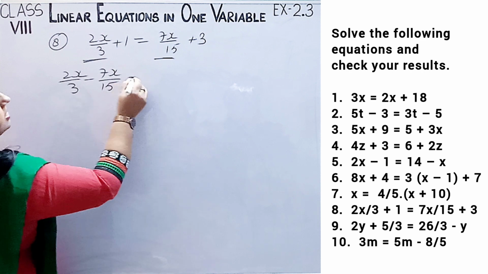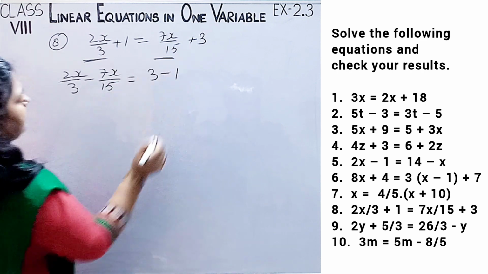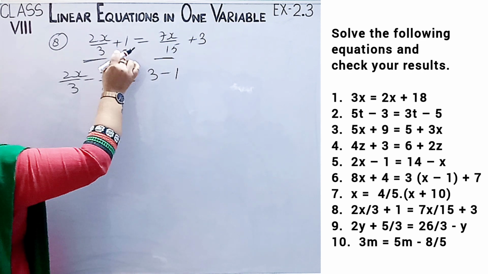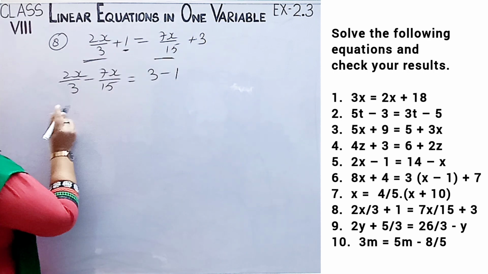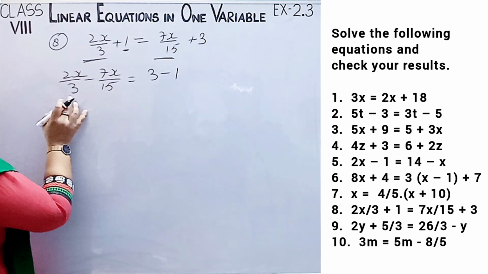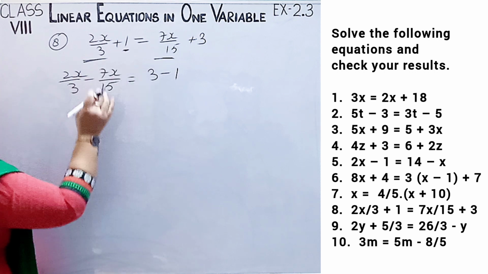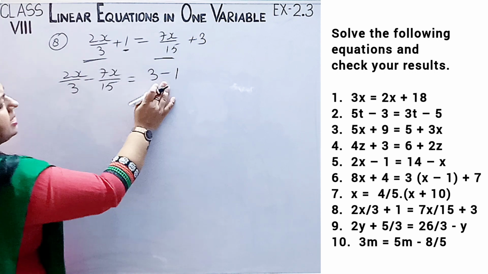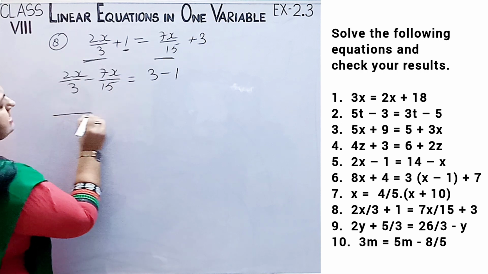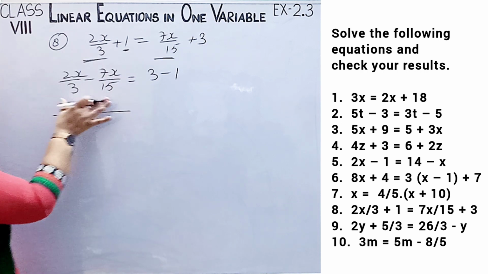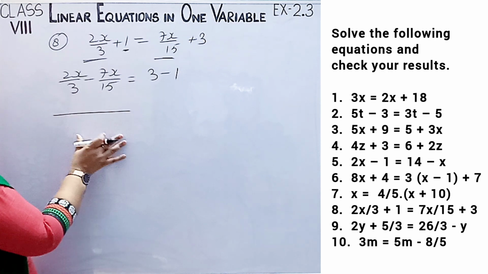We already discussed it. 3 minus 1. So we are transposing 1 from left to right. So here 2x upon 3 minus 7x upon 15 equal to 3 minus 1. To solve this part we have to take LCM, and you have learned how to take LCM in class 6.